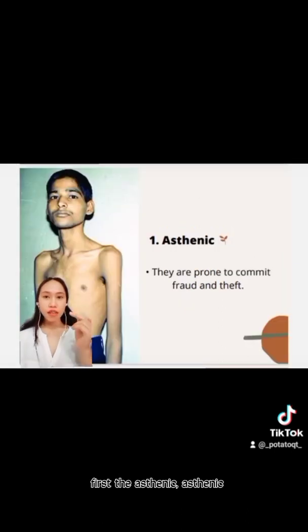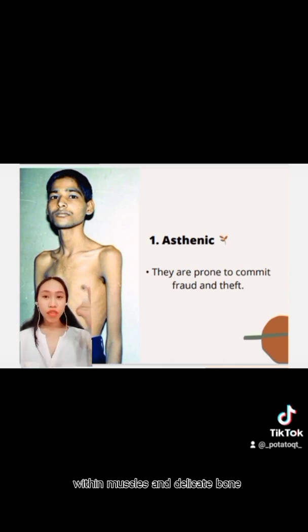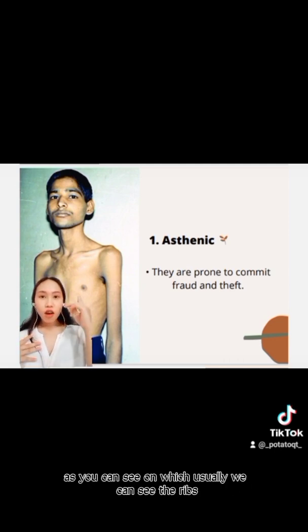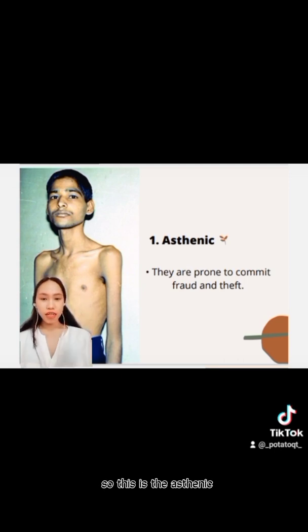First, the asthenic. An asthenic is a lean, narrow-built man with narrow shoulders, thin muscles, and delicate bone hands, with a narrow, long, flat chest on which we can usually see the ribs. They are also prone to commit fraud and theft. So this is the asthenic.